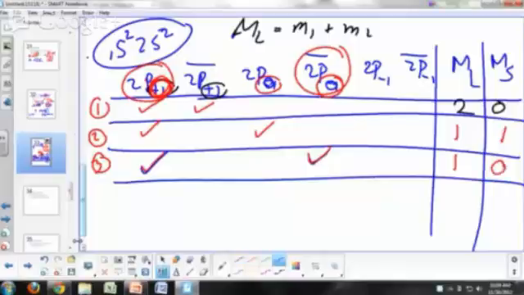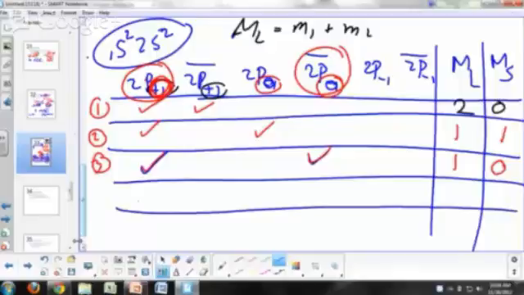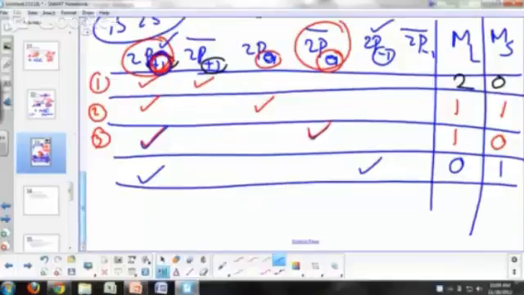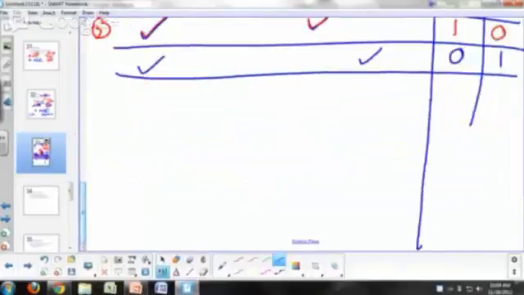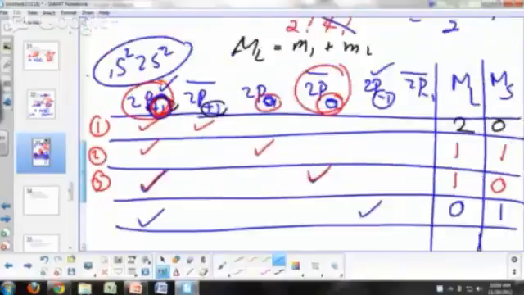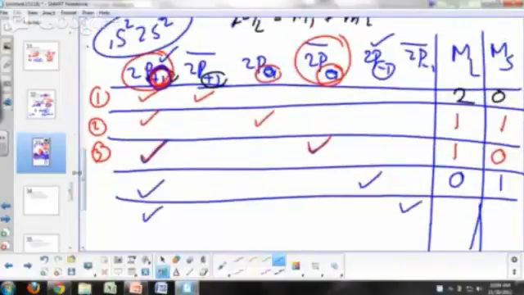Okay? Next one. 2p plus 1 and 2p negative 1. What's our m sub L? Plus 1 plus negative 1, m sub L is 0. Okay? And what's our m sub S? Spin up, 1. Okay? So let me fill this up completely. Let's look at all the possibilities. So we have this one right here.